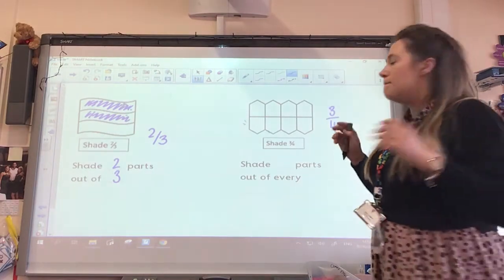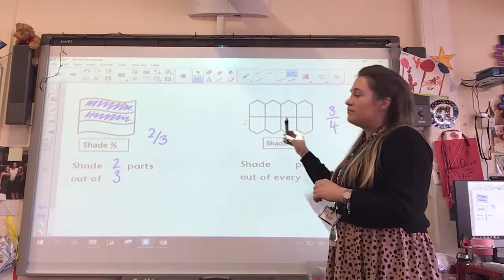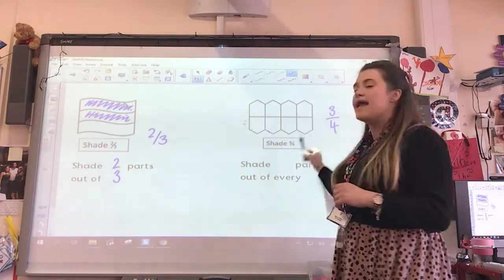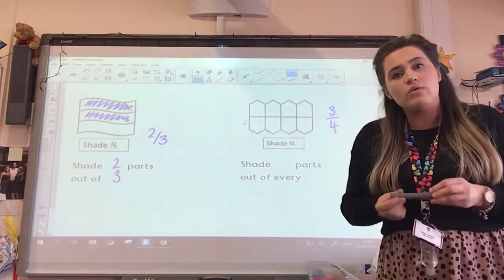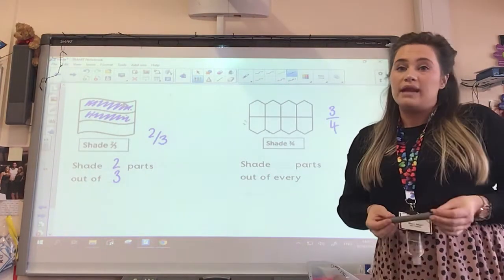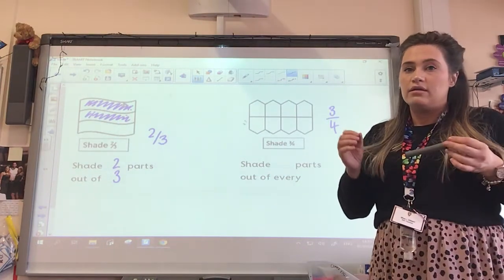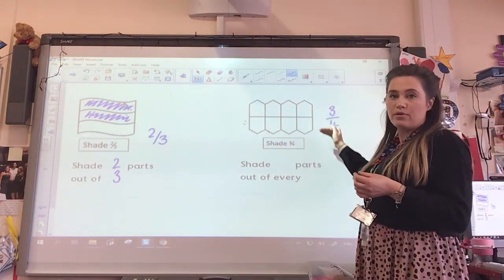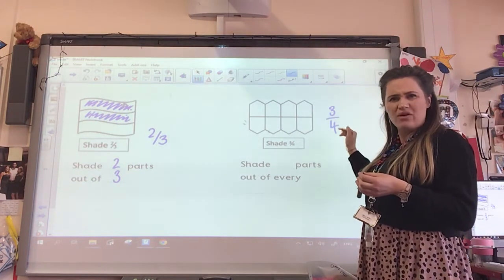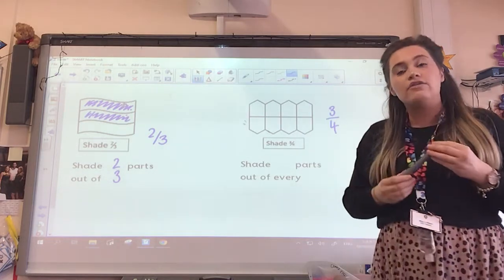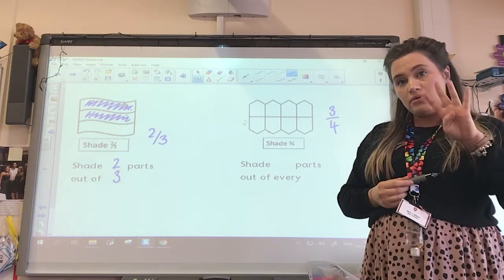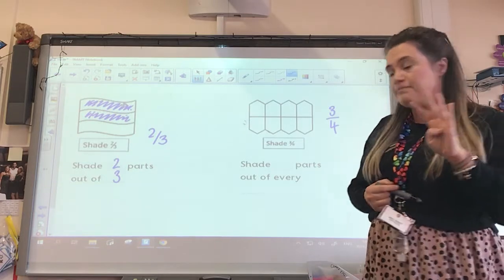Okay? Now this one's slightly trickier, because I'm asking you to shade 3/4 of that shape. But we have got 1, 2, 3, 4, 5, 6, 7, 8. There are 8 equal parts. My denominator says 4, my numerator says to colour in 3 parts out of a possible total of 4, but we've got 8. Now, if you remember your doubles and halves well, you will know that there are 2 groups of 4 in 8, okay?